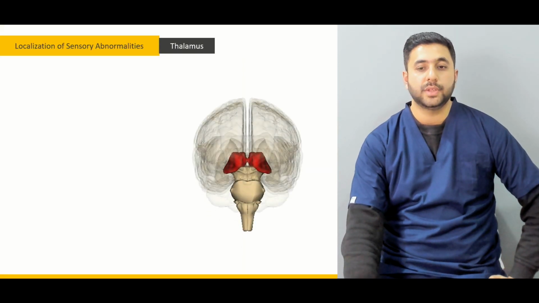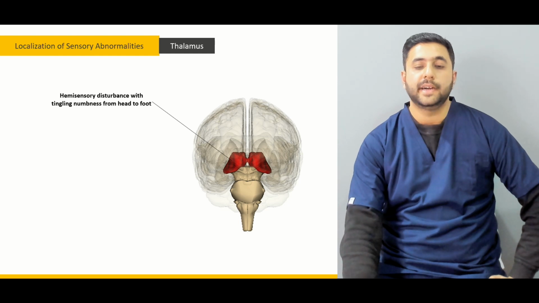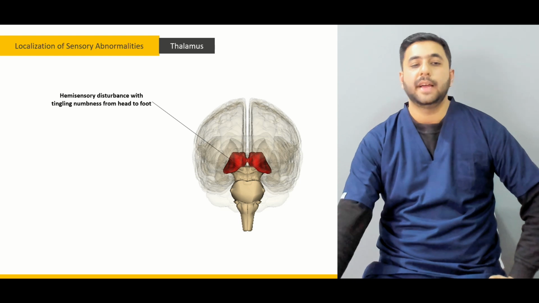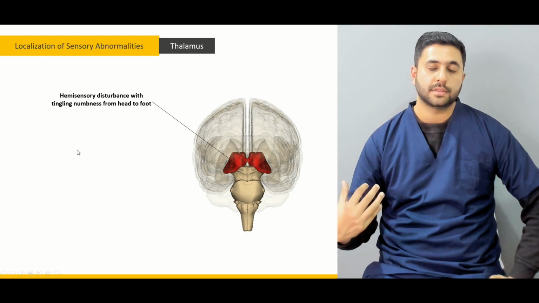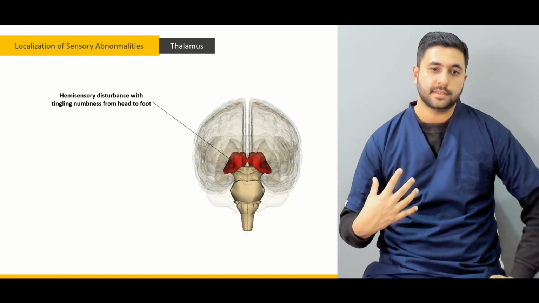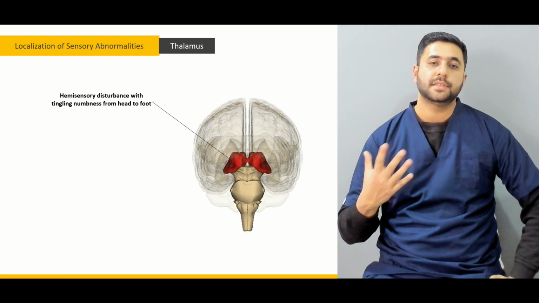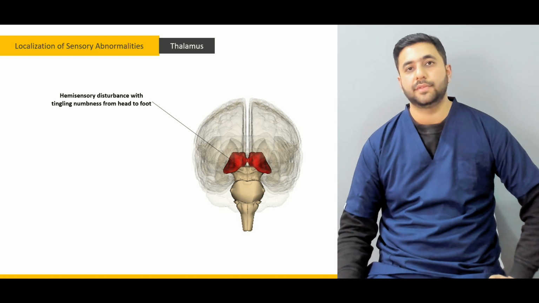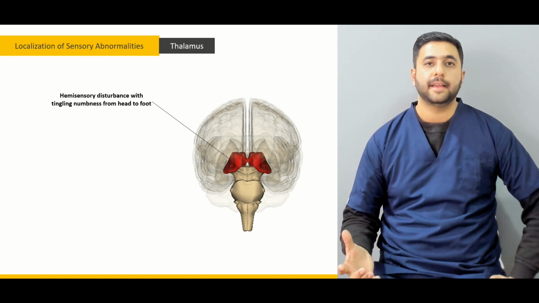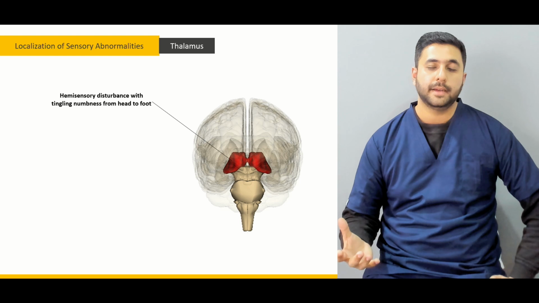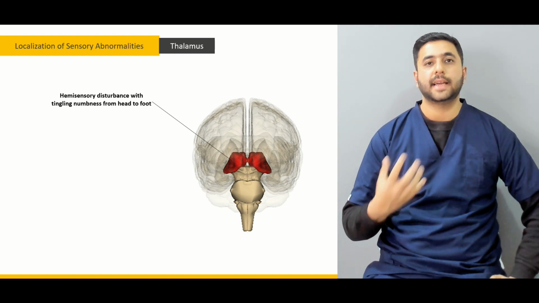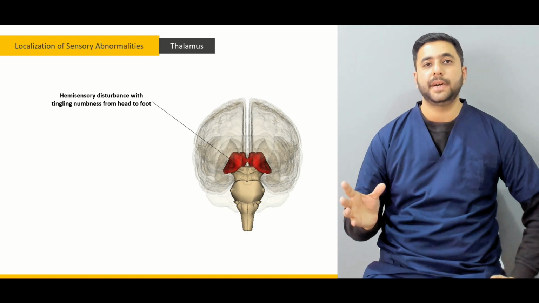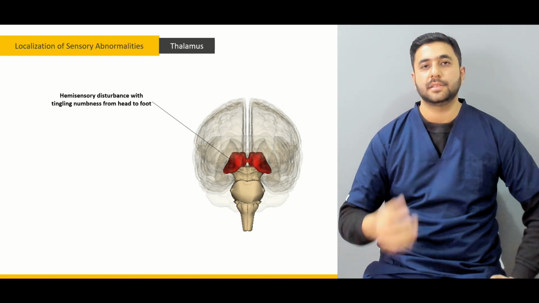Similarly, if there is an issue in the thalamus, for example in the ventral posterolateral nucleus of the thalamus, where all these fibers relay, we will have a hemisensory disturbance on one side of the body, generally on the contralateral side, with tingling and numbness extending all the way from the head to the foot, because VPL is the area in which all the sensations except the face are carried. The VPM, the ventral posterior medial nucleus, is the one which carries the face sensations.